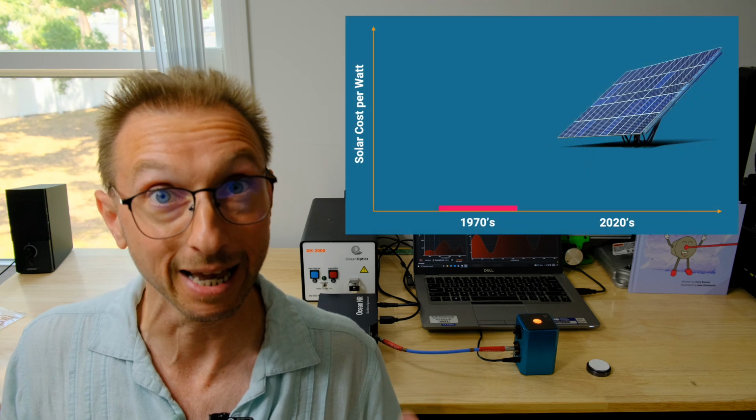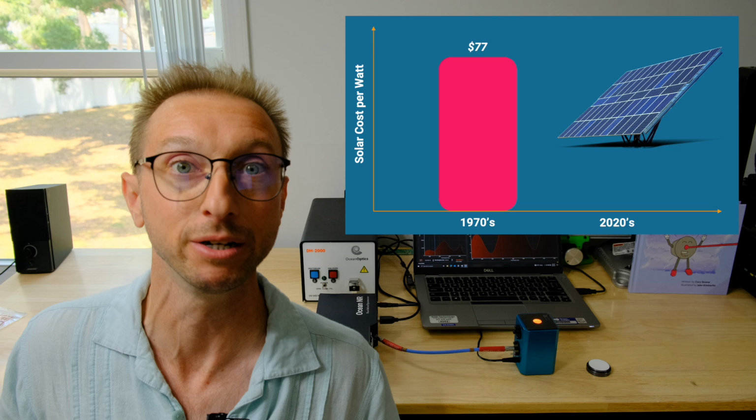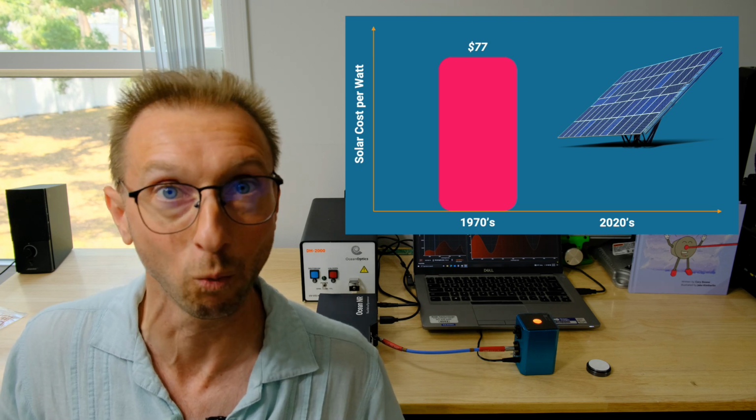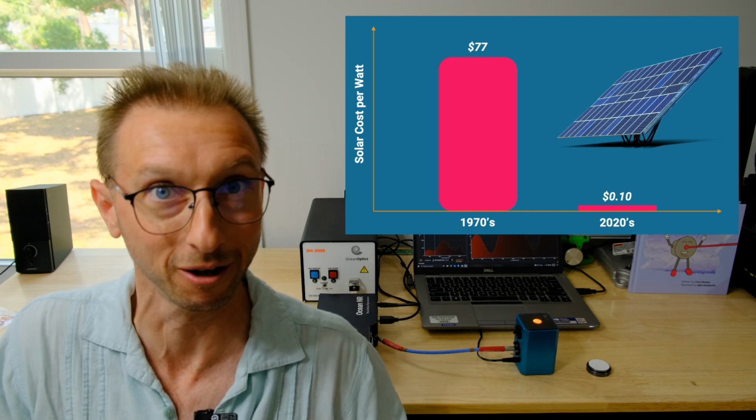Back in the 1970s, a single watt of solar energy cost around $77 or 80 bucks. Today it's like 10 cents. So 10 cents versus 80 bucks for a watt. It's a pretty big deal. Massive reduction in cost, right? And that's driven, like I said, by these technologies.